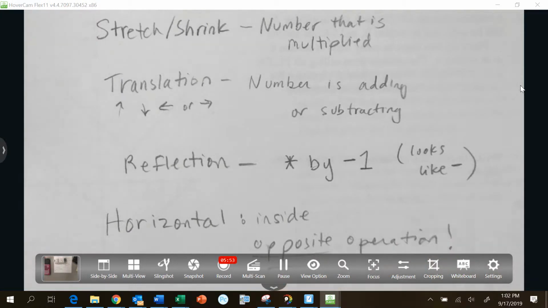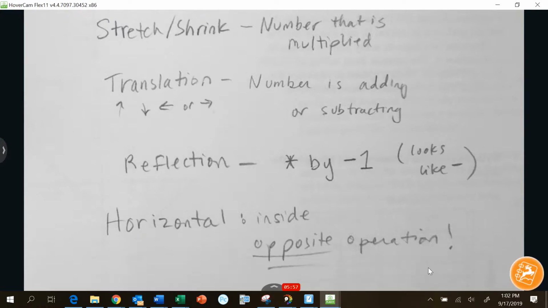Like, that's the biggest thing, it's opposite of what you would see there. Okay. So I just wrote that on the back of my page. I'm recording this, so if you need to go back and get it later, it's going to be posted.